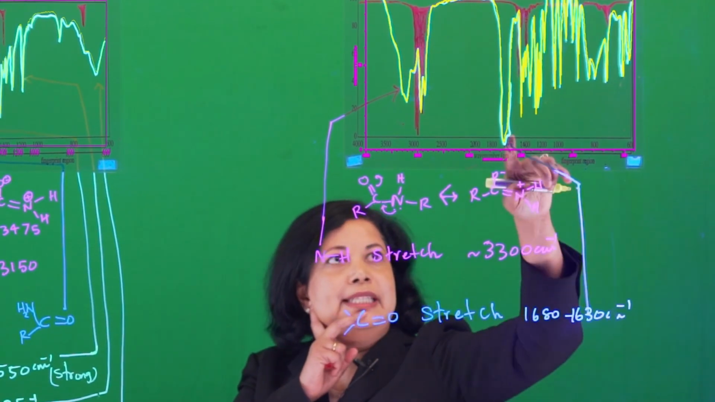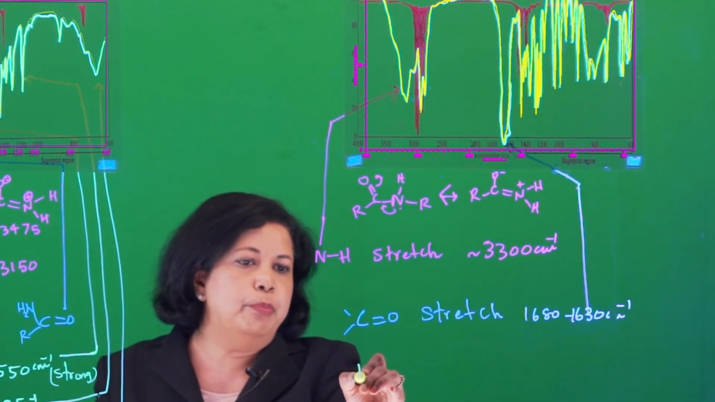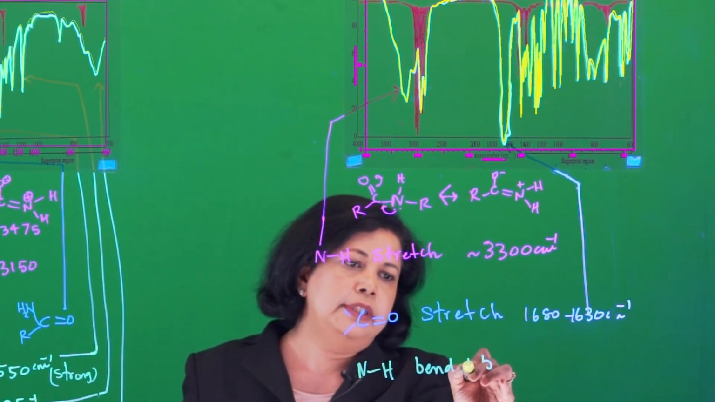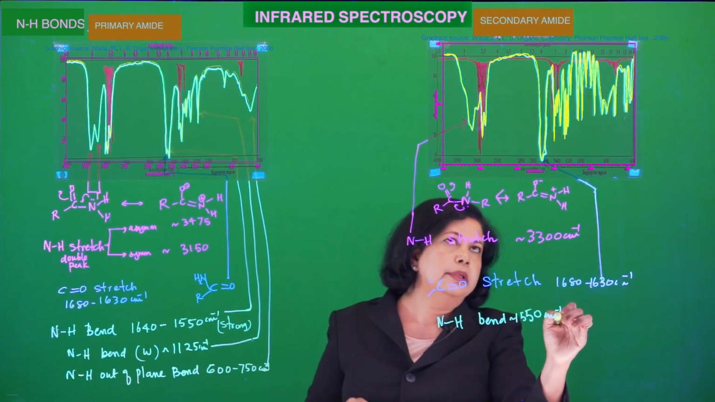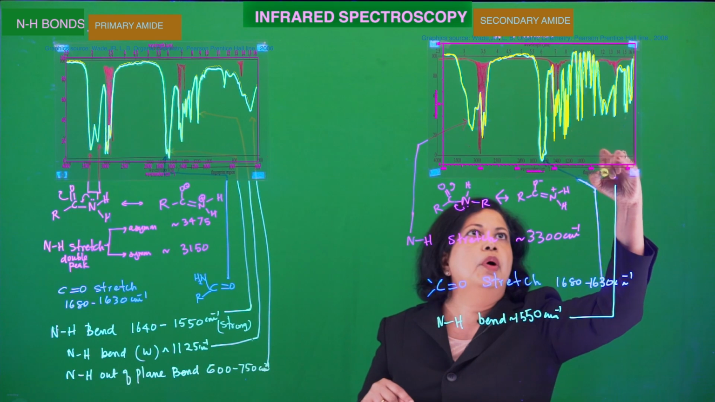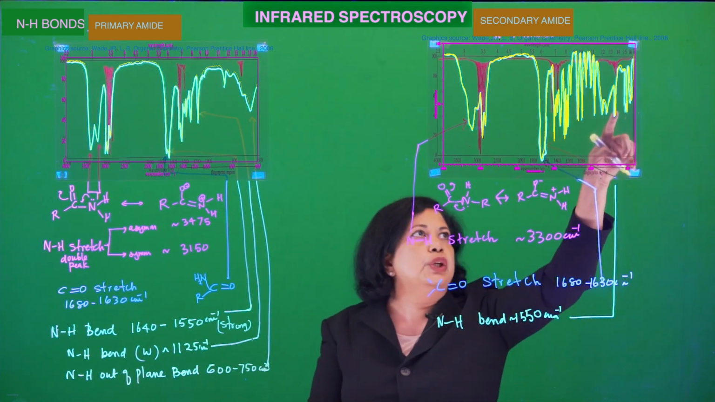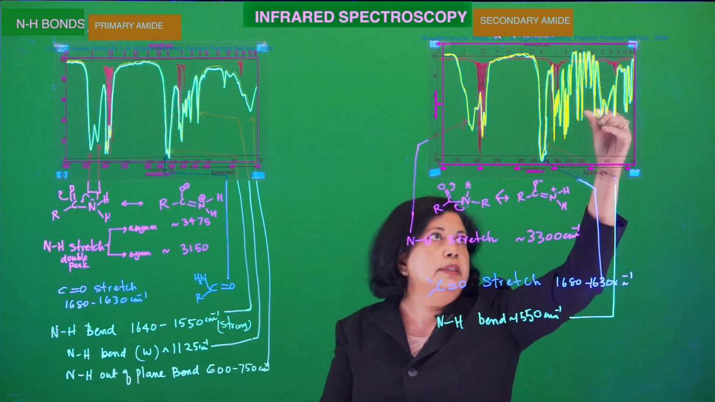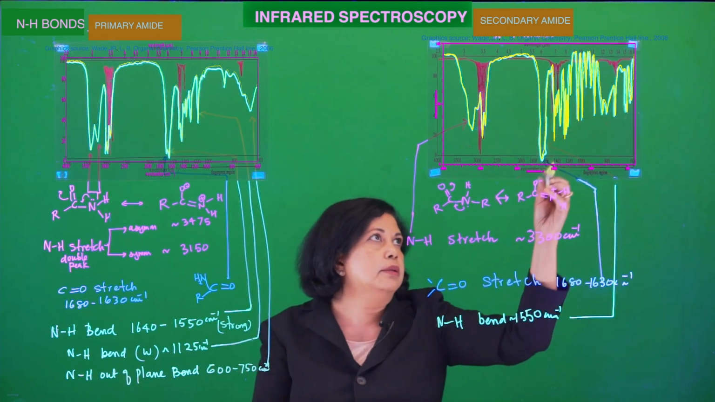And also you can see that there is an NH bend that's going to be pretty strong around 1550 for secondary, for amides in general. So that's a very important peak here. In addition, you can have NH out of plane loop and other CN stretches and so on.